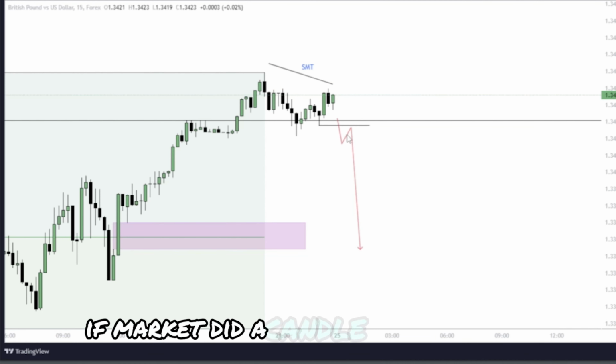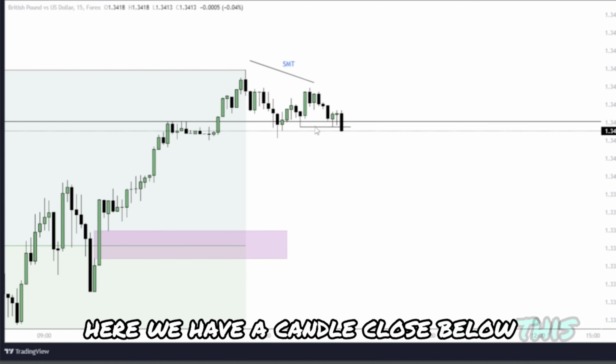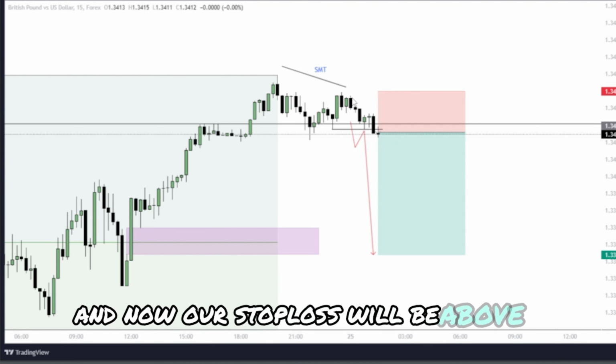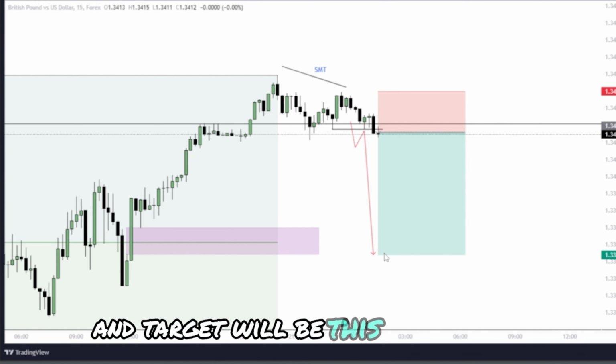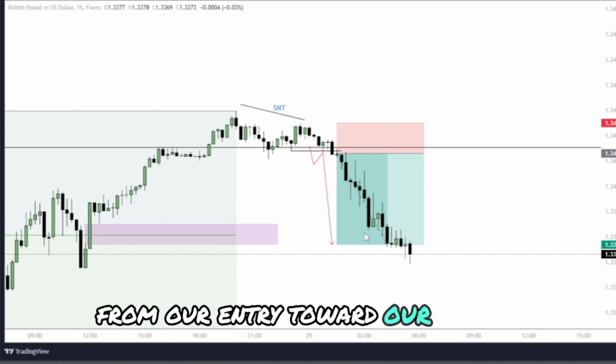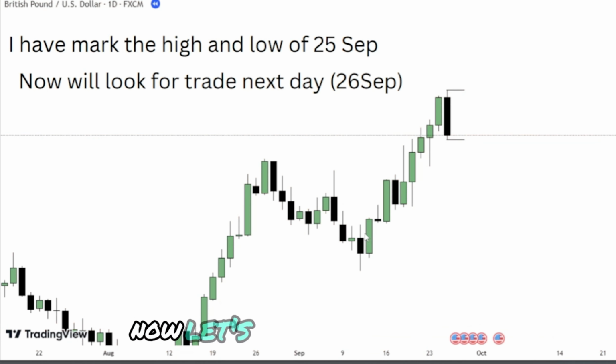If the market does a candle close below this, then we can look for a short entry. Here we have a candle close below this. So we can enter a short position, and now our stop loss will be above this swing high and the target will be this fair value gap. You can see how exactly the market moved from our entry to our internal range liquidity, which is a fair value gap in the 15-minute chart. Now let's have one more example.